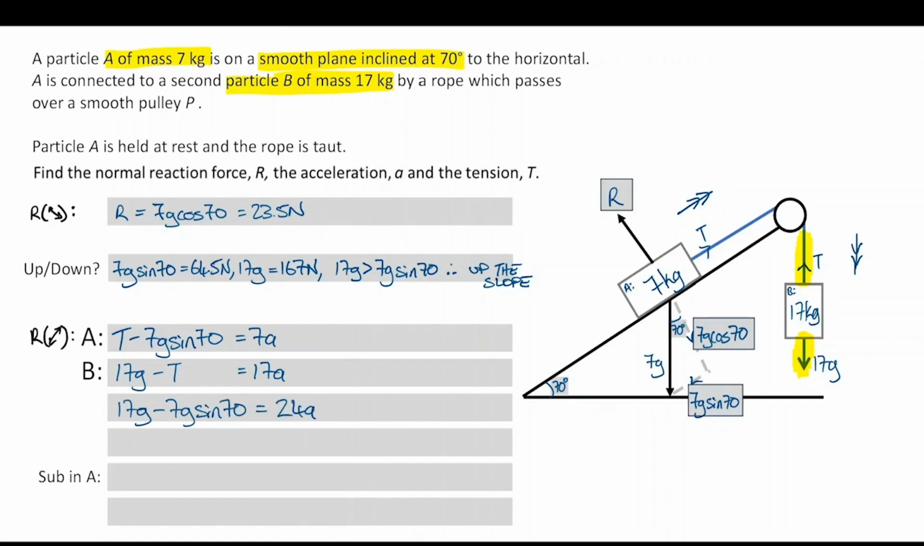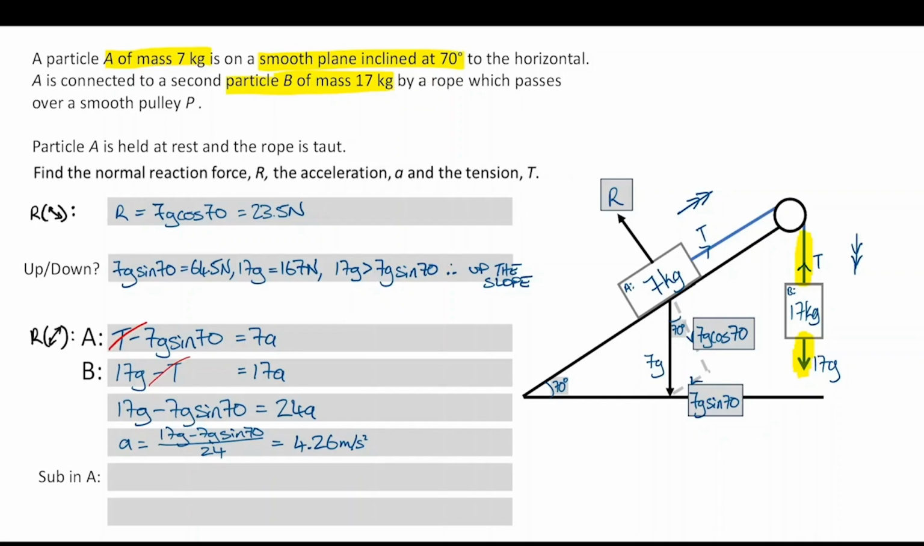And we go ahead and add both of these together. That will eliminate the T's and give us an expression for a. a is going to equal 17g minus 7g sine 70 all over 24. And this is actually the first time that I've picked up my calculator in this part of the question. We didn't need to evaluate 17g or 7g sine 70 or any of these other shorter expressions. Only now are we typing this all into the calculator at once. The acceleration is 4.26 meters per second squared.